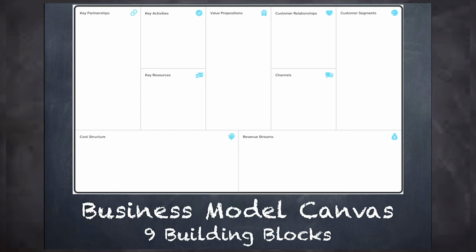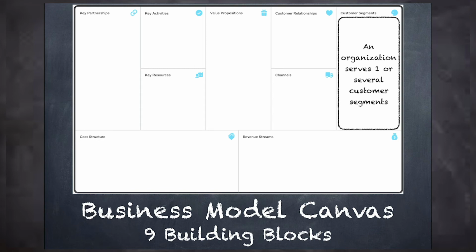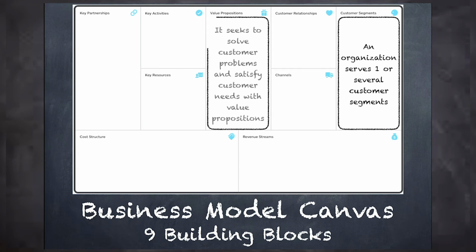The business model canvas visually represents the 9 building blocks of a business model, which are, the first one, customer segments. Basically an organization can serve one or it can serve many different customer segments. Value propositions. The value proposition of a company seeks to solve a customer problem and satisfy customer needs with the value proposition.